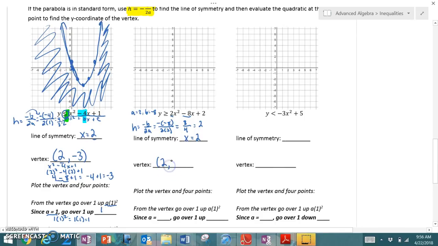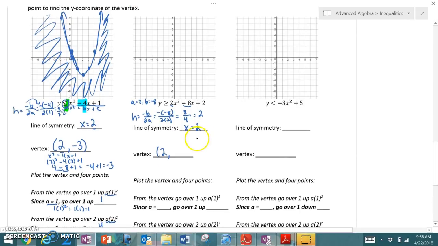And now I need to do my work to find my vertex. I'm going to do the work on the side here. So I have 2x squared minus 8x plus 2. And now I have an input of 2, so I'm going to plug that in. That's 8 times 2 plus 2. Plug that 2 in place of my x's. This 2 just comes down. 2 squared is 4 minus 16 plus 2. I get 8 minus 16 plus 2. Negative 8 plus 2. I get negative 6. So my vertex in this case is 2, negative 6.